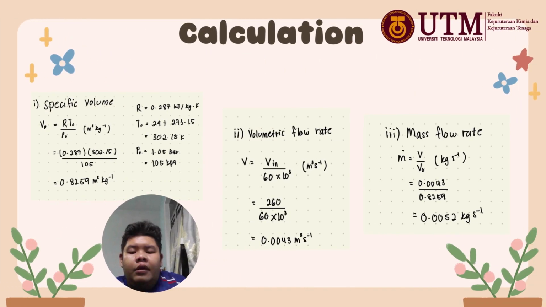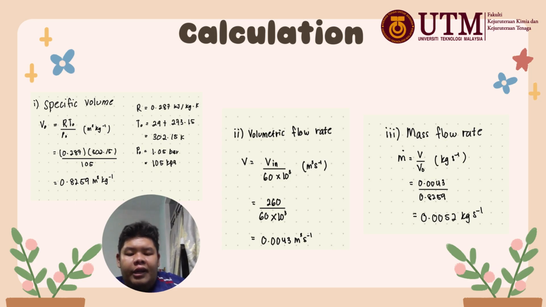From the table of results, we can calculate the specific volume using the formula V0 equals R T0 over P0. So we must change the temperature from degree Celsius to Kelvin and the pressure from bar to kilopascal. After we substitute the values, we get the final answer, which is 0.8259 meter cube per kilogram.